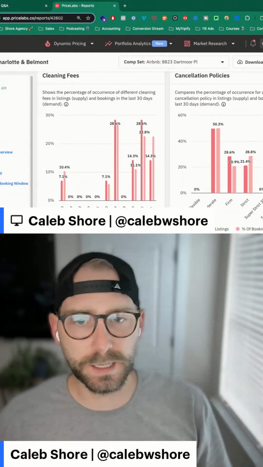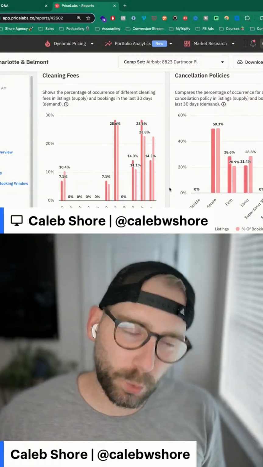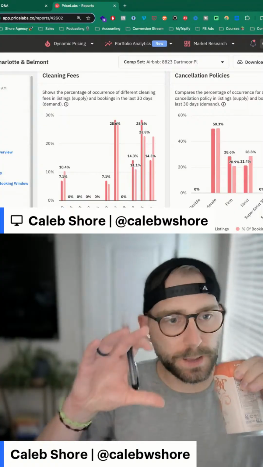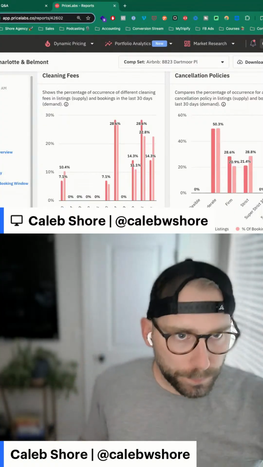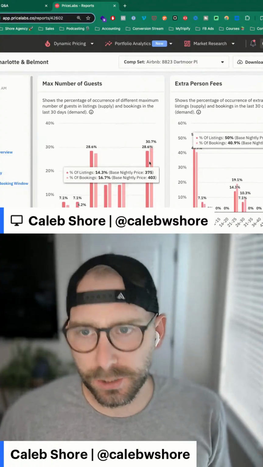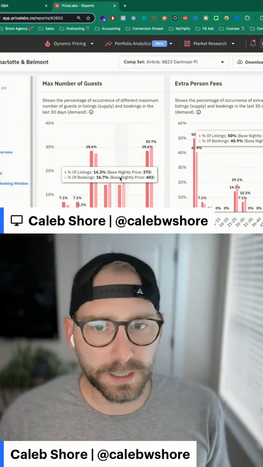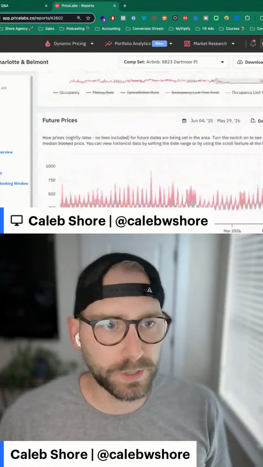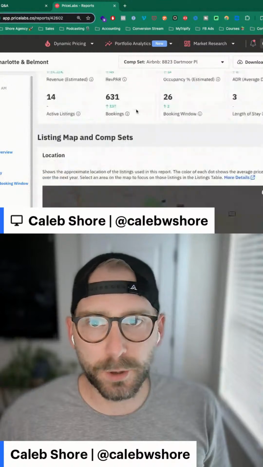Cleaning fee. This is a big one, but less important now because of the cleaning fee change on Airbnb, where everything is lumped together. All the prices are lumped together. Cancellation policy, another big one. All these are big to make sure you're tweaking the right lever. But those are the most important things that I look at on the market dashboard.